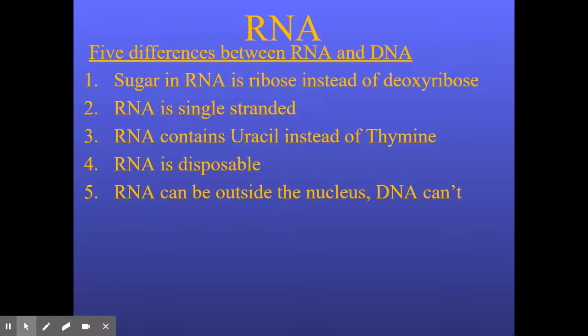And on the test, they will ask you this. Is this a molecule of RNA or is this a molecule of DNA? And the best thing that you can do, look for the uracil. If there's a U in it, it's RNA. That's the easiest way to figure that out. RNA is disposable. RNA is a copy of the blueprint, if you will.